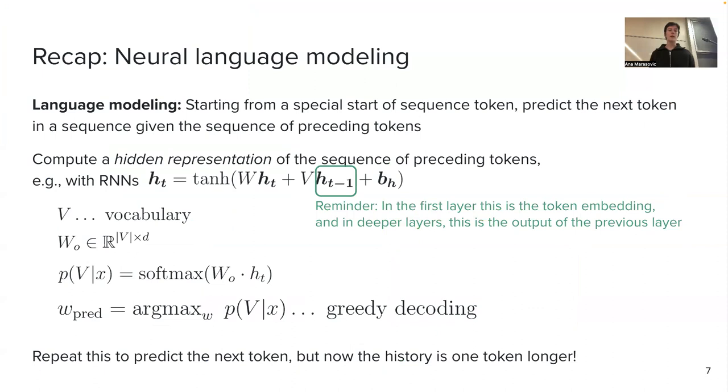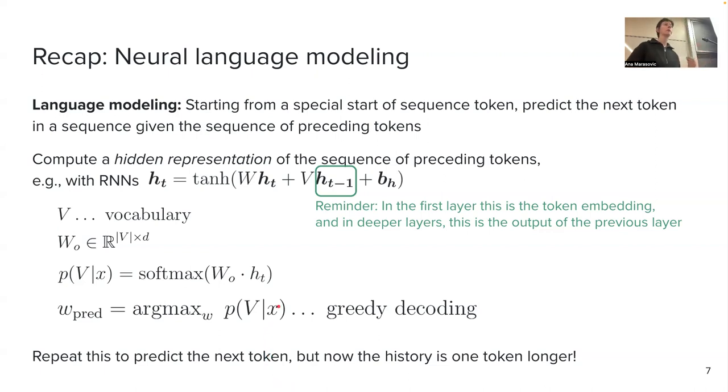As I said, last Monday we talked about neural language modeling. Language modeling is the task, given some special token that says begin this sequence, of predicting the next word in a sequence, given the sequence of preceding tokens. We said that we need some kind of hidden representation in neural language modeling, a representation of the sequence so far, based on which you are going to try to predict the next word. I was kind of vague about what that is exactly, because next week we are going to talk about transformers and that's going to give us the representation that we care about.